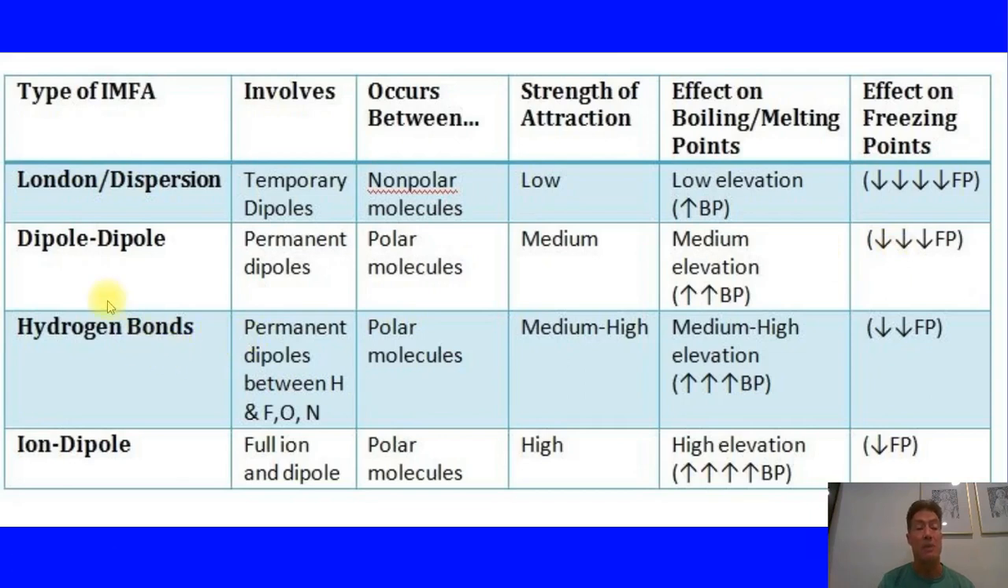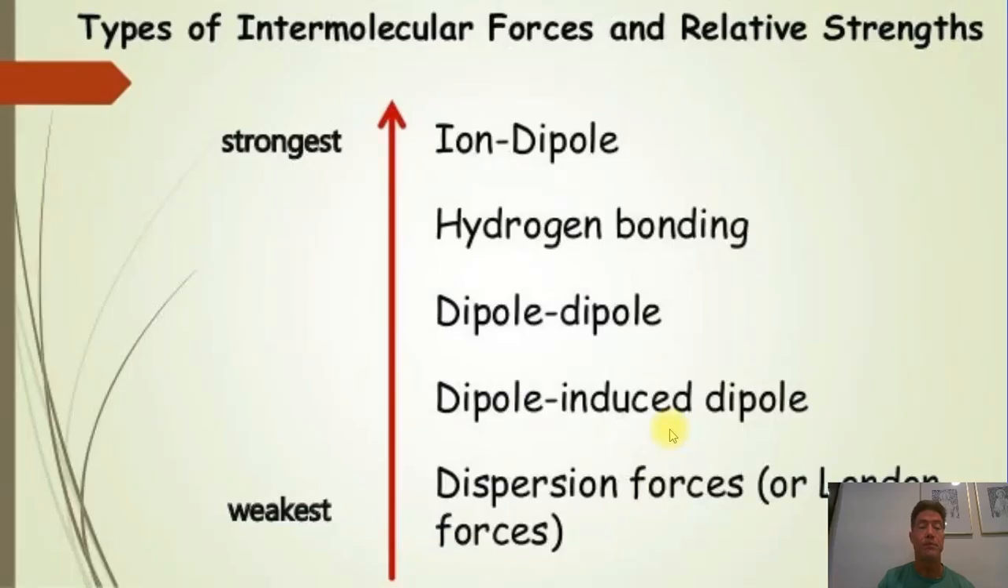Hydrogen bonding, which is a specific kind of dipole-dipole bonding, is higher than the dipole-dipole. It has a larger effect on boiling point and a more moderate effect on decreasing freezing point. And then finally, the ion-dipole occurs between polar molecules and an ion, and that strength of attraction is quite high, and it results in a very high elevation of boiling point and a moderate or low depression of freezing point. So to put it all together, here's everything we've talked about.